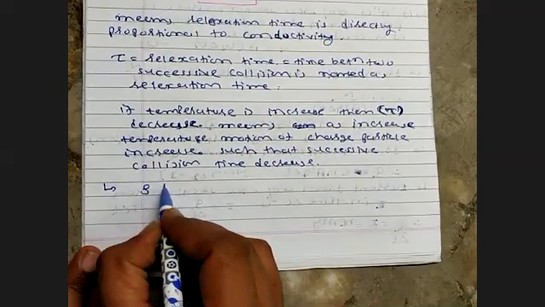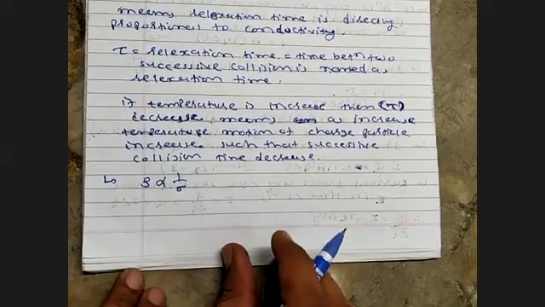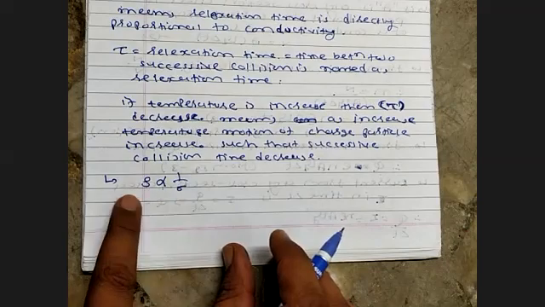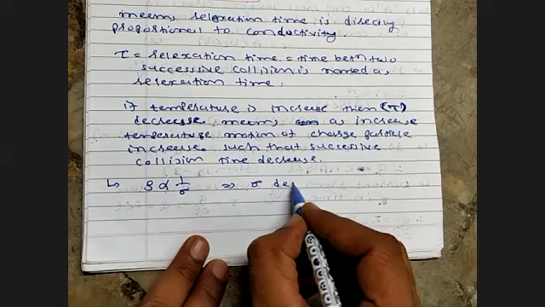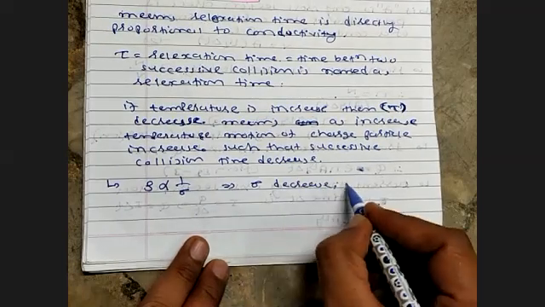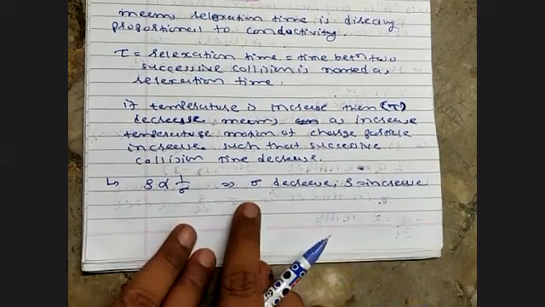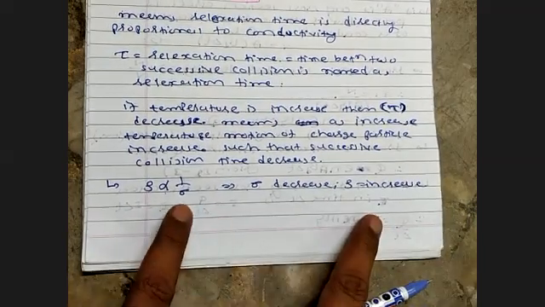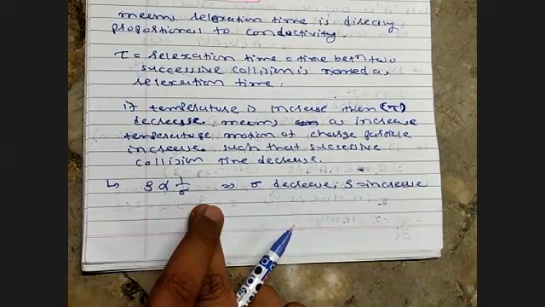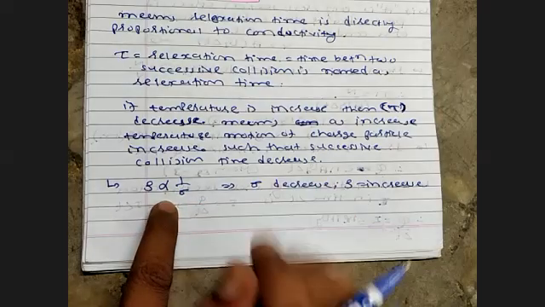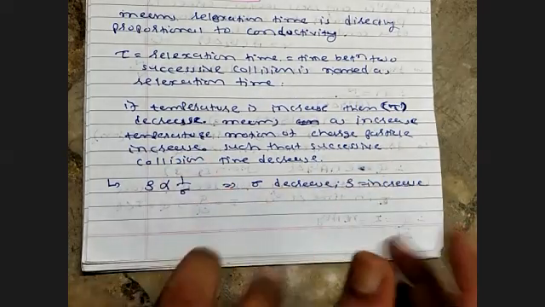And further, you understand that rho is proportional to 1 upon sigma. As sigma decreases, rho increases. Conductivity decreases, resistivity increases. That is the proper meaning. In your mind, properly match it.